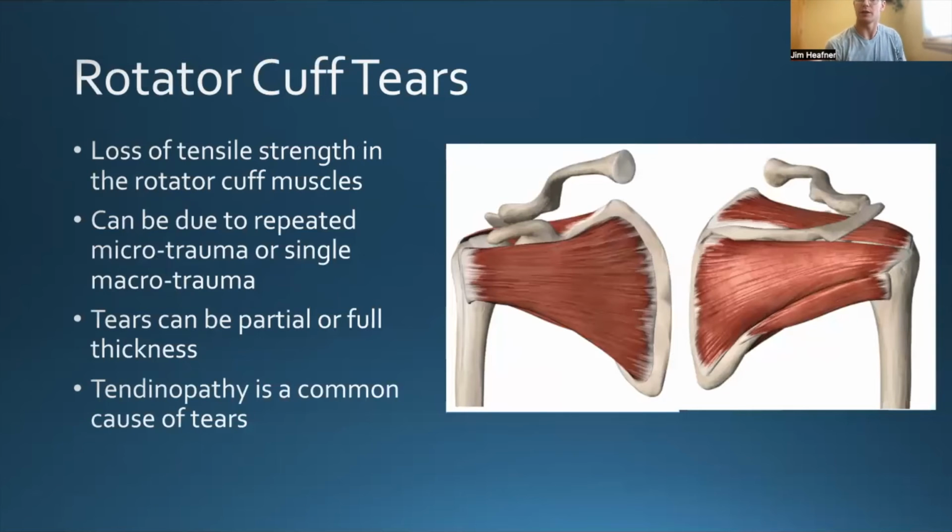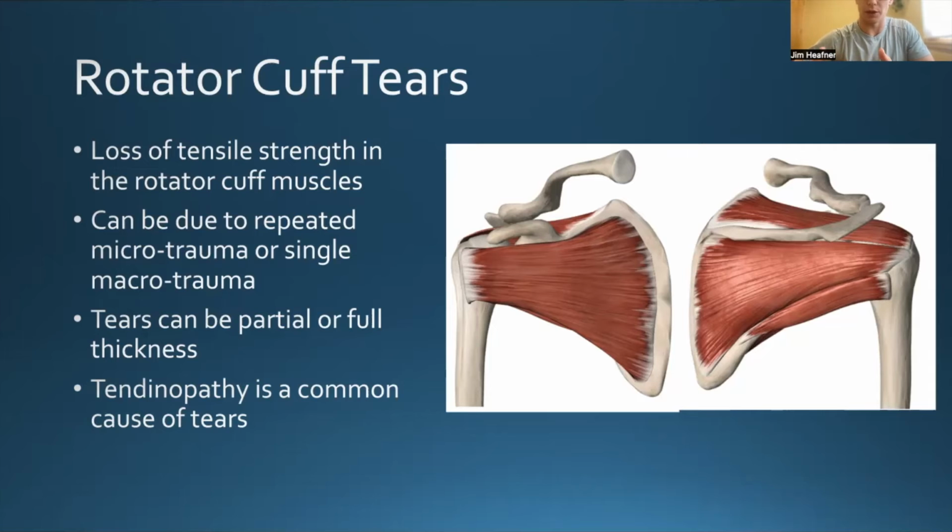One of those common causes could be a tear, tendonitis, or tendinopathy of the rotator cuff. A rotator cuff tear is any loss of tensile strength in the rotator cuff muscles, any of the 4 of them or multiple ones at the same time. This can be due to repeated micro trauma, someone who has had impingement syndrome for a long time and has repeatedly created friction across the rotator cuff, or it can be due to a single trauma where someone picks up something heavy and they're not strong and stable in their shoulder position, and that causes a tear of the rotator cuff.